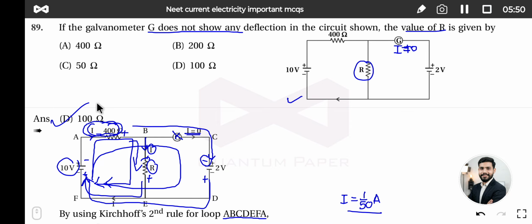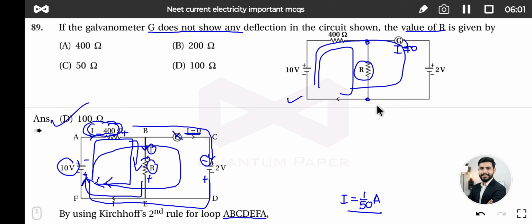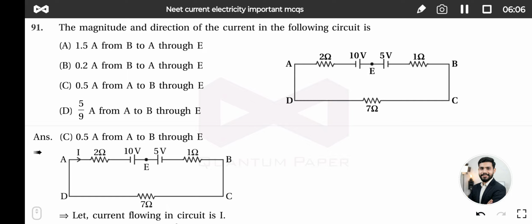The idea is you have to apply Kirchhoff's rule in this branch and then in this branch. So you will get the resistance. You can do it by a short trick also. Here there is no current, so the voltage is the same for this point and this point. Okay. Look at the next question.